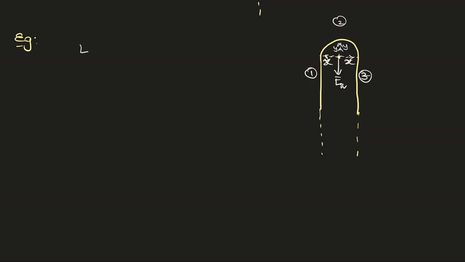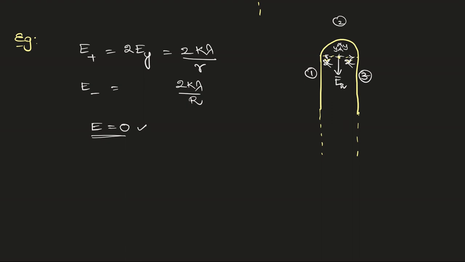So the x components obviously get cancelled, and the net field along the positive y axis will be equal to 2 times the y components due to the two semi-infinitely long wires. So it will be 2 k lambda by r, and along the negative y-axis we have the field due to the semicircle. Due to the semicircle also we'll get 2 k lambda by r. So the net electric field at the center will be 0. So this kind of questions also we can expect in our NEET level as well as in JEE.